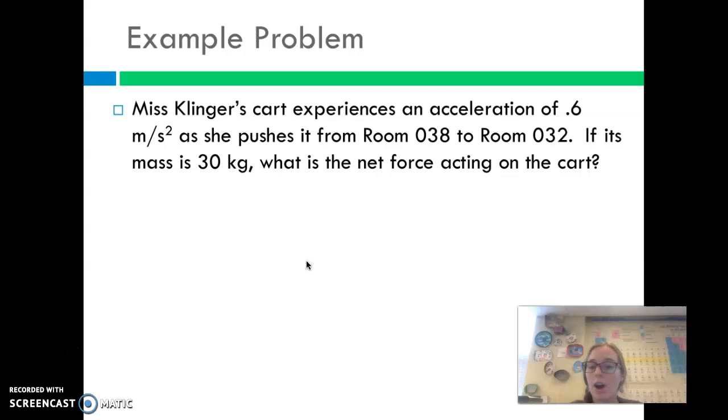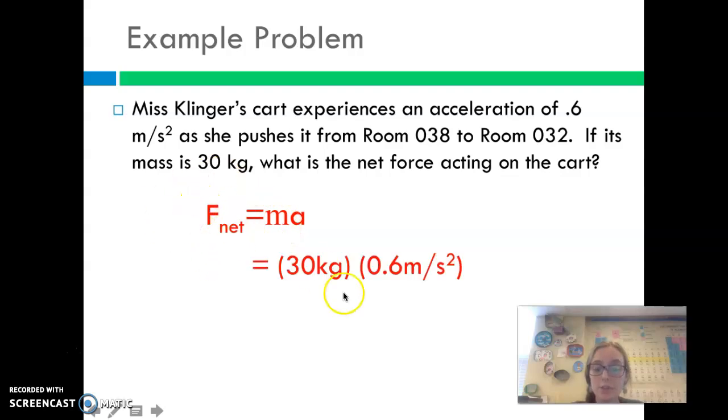So my first thing I always do with word problems is I write the equation that I'm using. And in this case, it's F net equals ma. Next, in order to get full credit, I would need to rearrange. But I actually don't need to here because I'm solving for the net force and we already have F net equals. So then I just plug in my mass and my acceleration. So my final answer is 18 newtons. Notice that when I showed my work, I had my units included and my answer has my units as well.